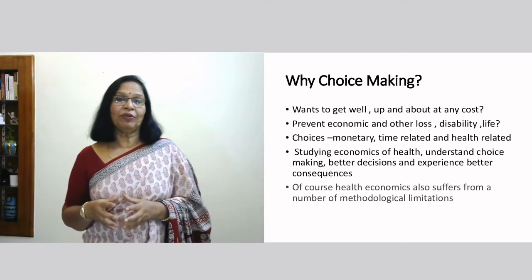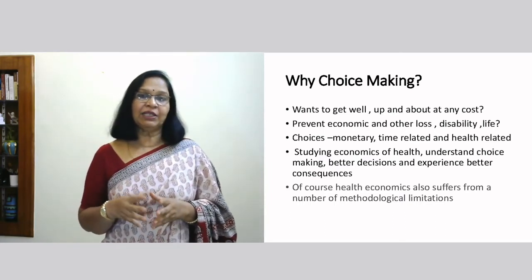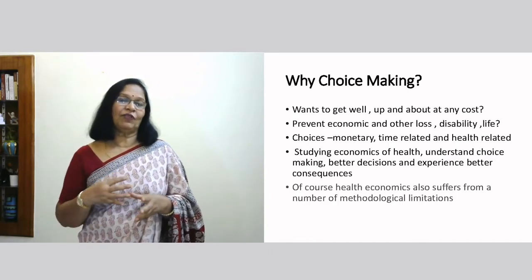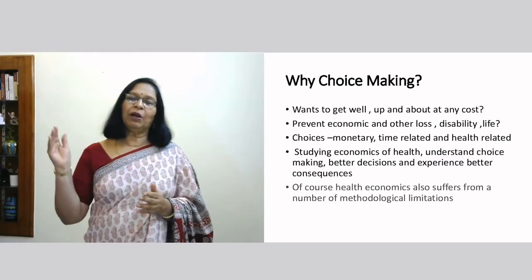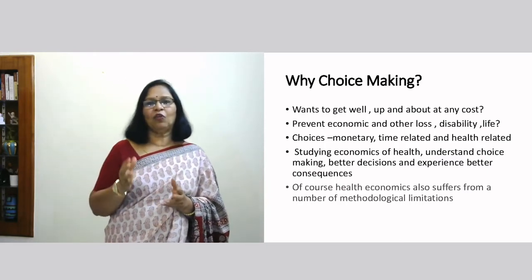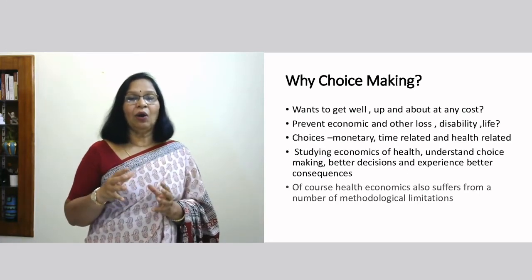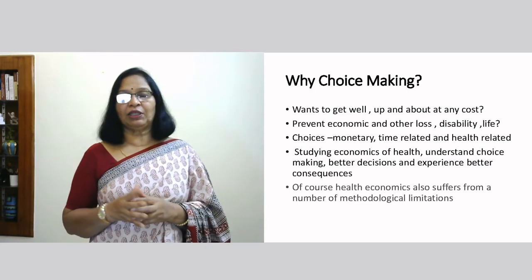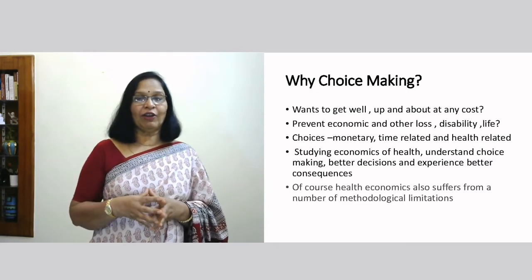So he wants to prevent economic and other loss. He wants to prevent disability. He wants to preserve life. So all of these factors are related to economics. The medical part of it is how they can be taken care of, what medicines and so on. But the economic side of it is this: how can an individual spend that much of resources for this kind of illness? So choices have to be made on monetary factors.